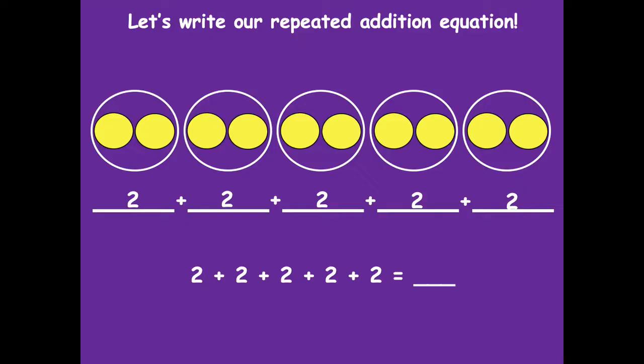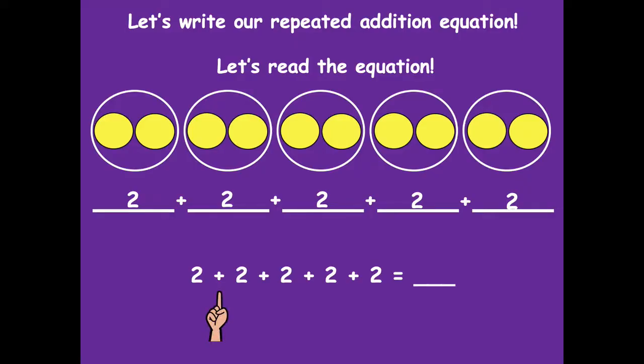I think I got all those. Let me say it again. 2 plus 2 plus 2 plus 2 plus 2. For me, friends, it's really helpful when I say it to be able to put my finger and touch those as I say it so I read it correctly. So 2 plus 2 plus 2 plus 2 plus 2 equals, then we have to figure that out. So let's read our equation. 2 plus 2 plus 2 plus 2 plus 2 equals.